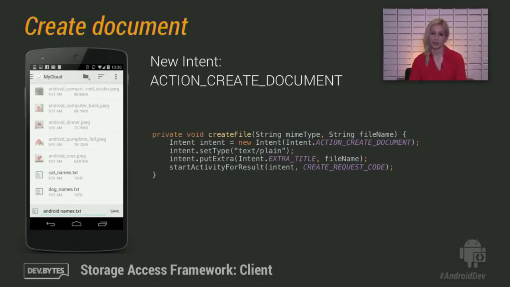Creating a document is also new in Android KitKat, and it's really straightforward. You give your intent a MIME type, a file name, and you launch it with a unique request code. The rest is taken care of for you. You get back its URI in onActivityResult, and that way you can continue to write to it or whatever else you want.